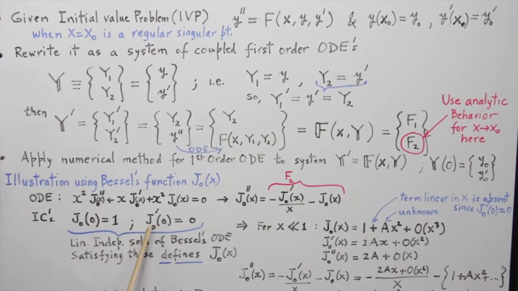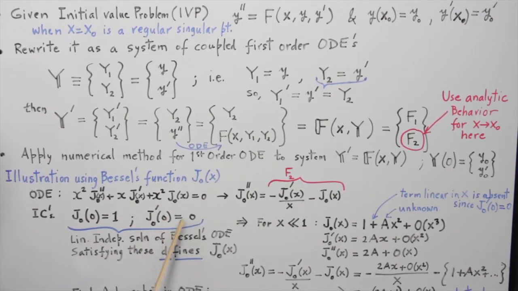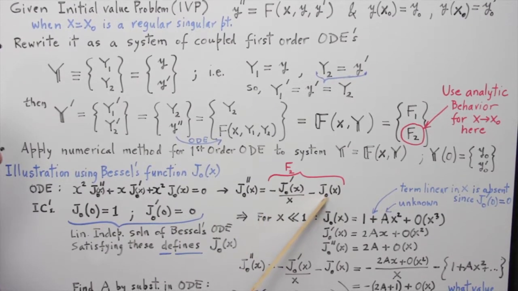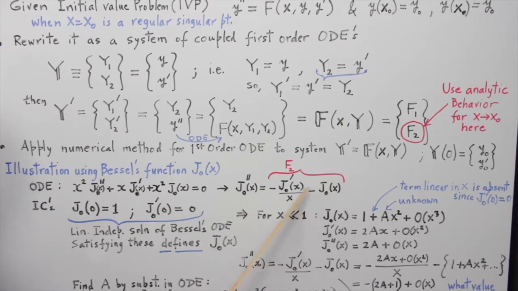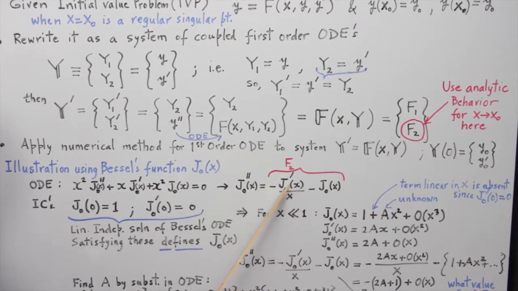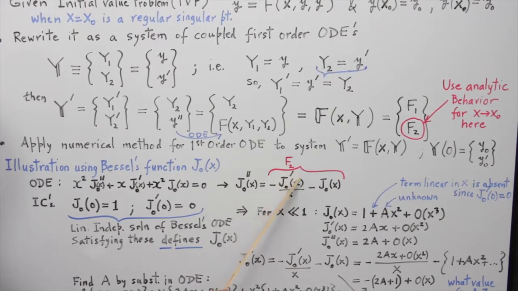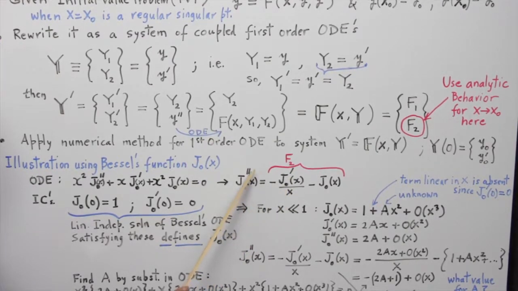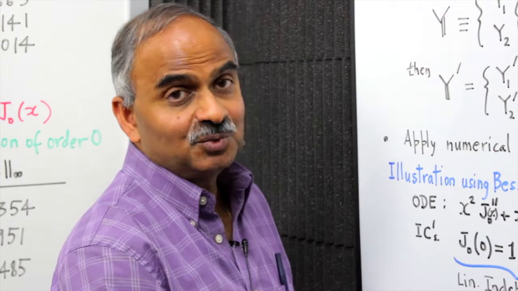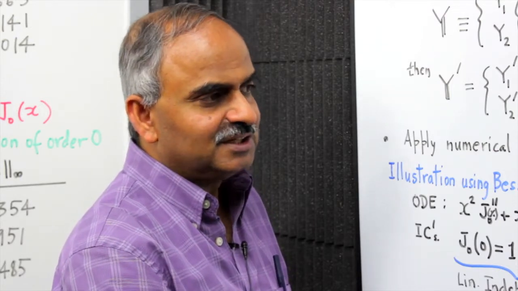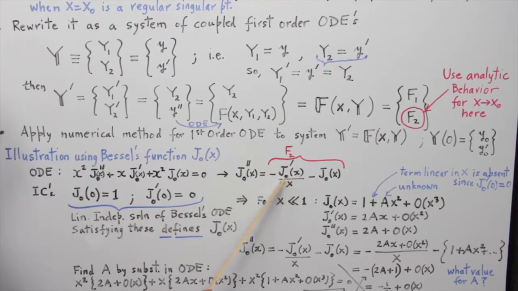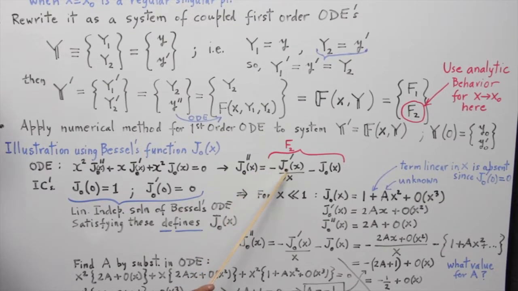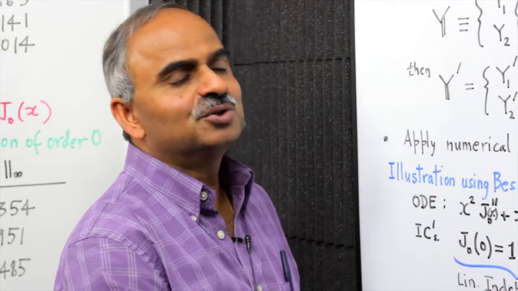J0 of 0 is 1 and J0 prime at 0 is equal to 0. So if you think about what is happening over here, this is going to 1 for small x, and the numerator here is vanishing and denominator is also vanishing. So J0 double prime for small x is not well defined unless we actually take the proper limit. Numerator is vanishing, denominator is vanishing. They're both vanishing at the same rate, and therefore this ratio is not going to 0.